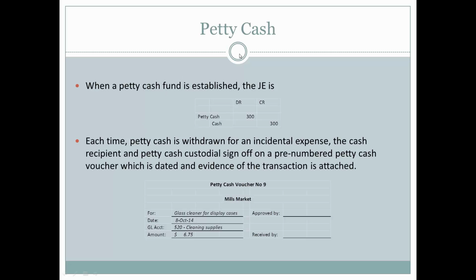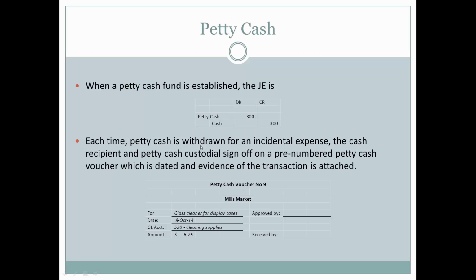Now, let's look at petty cash. When a petty cash fund is established, the journal entry is a debit to petty cash because we're establishing this fund, and we're going to take this out of cash, a $300 credit against cash. Now, typically what will happen is this check will be cashed for cash, $300 given to a petty cash custodian who will maintain a locked petty cash box.